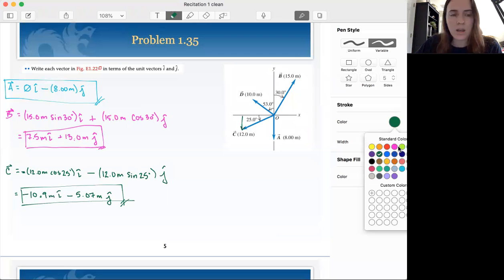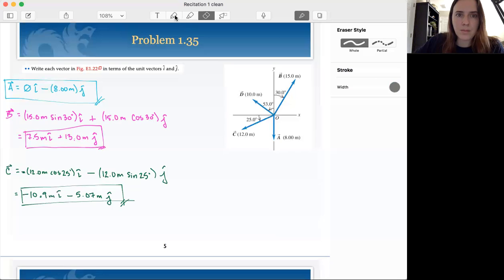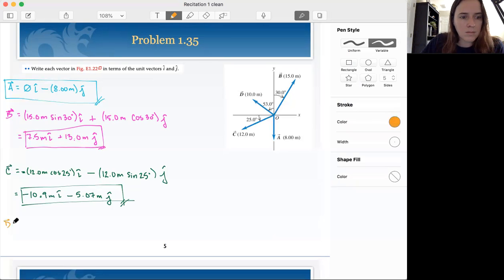Okay. Orange. So now for D, our angle is this 53 degrees over here. So our x component again is the opposite of that angle this time, so that's going to be sine again. So that's going to be our 10 meters sine of 53 degrees I hat, it's pointing left, so that's a minus.